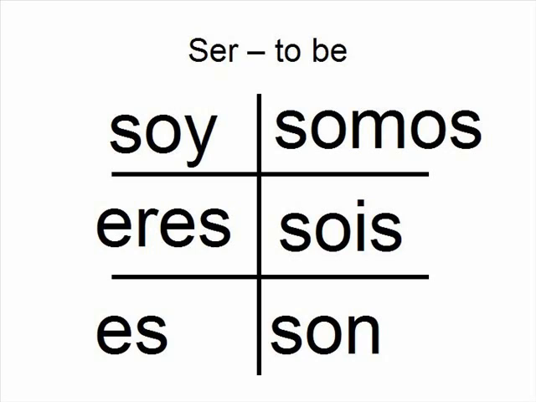And son goes with ellos and ustedes. So, ellos son, they are. Ustedes son, polite, y'all are. Okay? Now, make sure you can remember, those three charts go together. All right? The English subject pronoun chart, the Spanish subject pronoun chart, and the verb ser chart all go together.